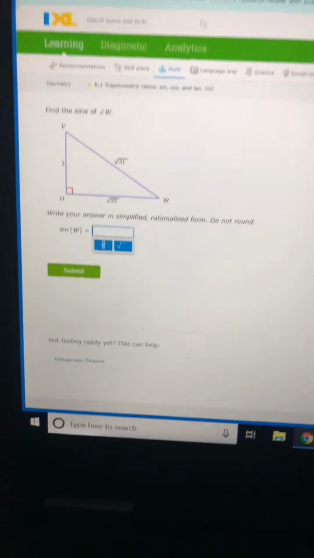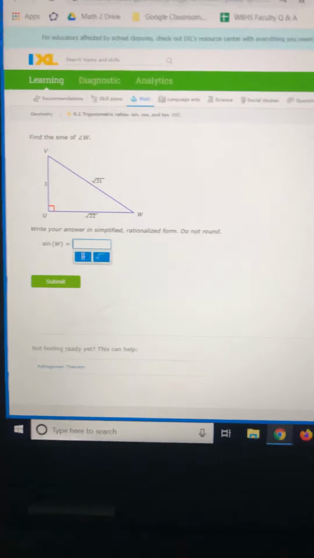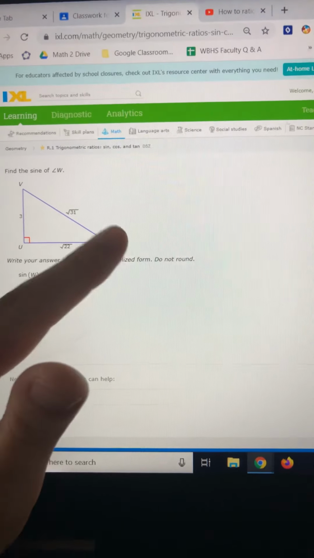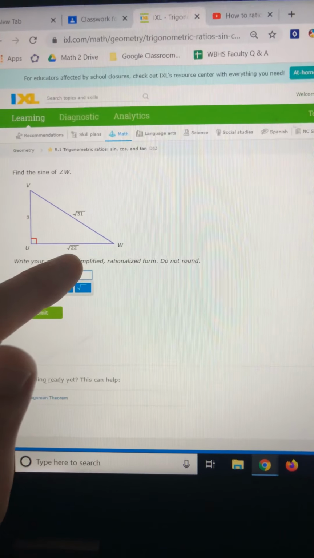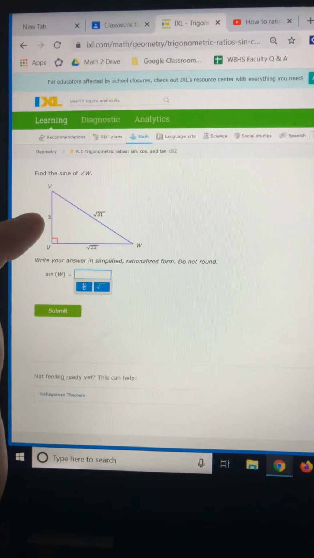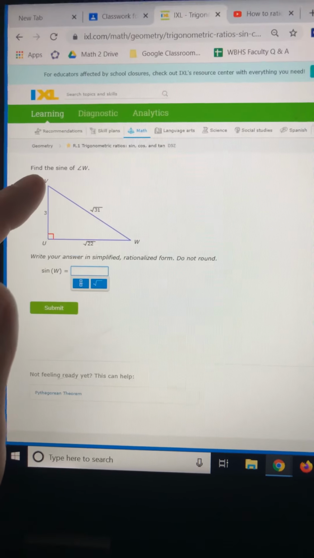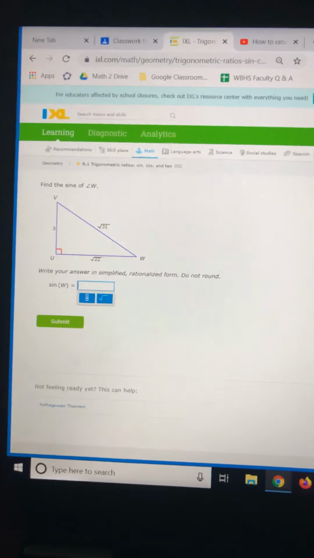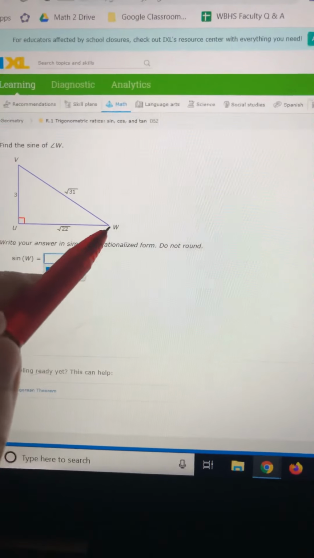So here is the first problem we have. This is at a smart score of 50, and as you guys can see, there is a square root of 31, and that is the hypotenuse. We've got the square root of 22, and then 3 for this other side. So in this problem, we're trying to find sine of angle W. So angle W is right here.